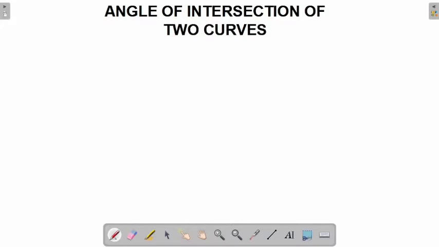So let's say there's one curve like this. Let me call this y equals f(x). This is your one curve. Now let's say we have another curve, this one. Let me call this y equals g(x). This is another function. Basically, here I want to calculate the angle of intersection between them.